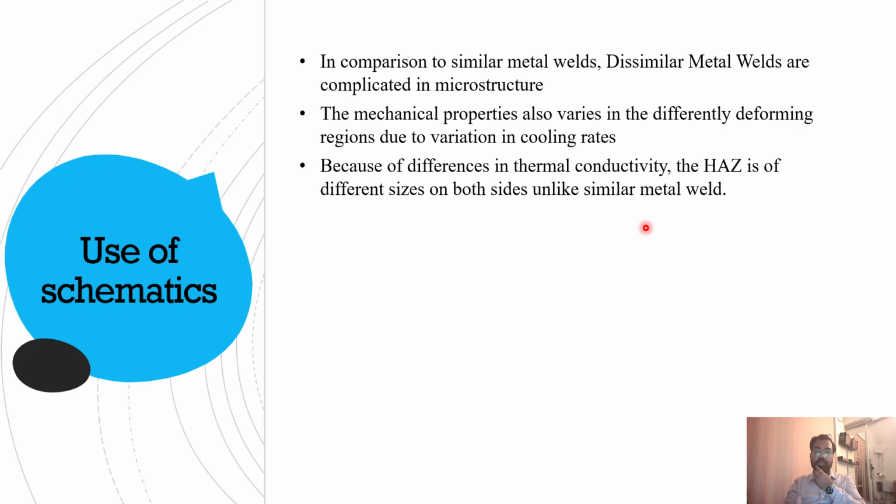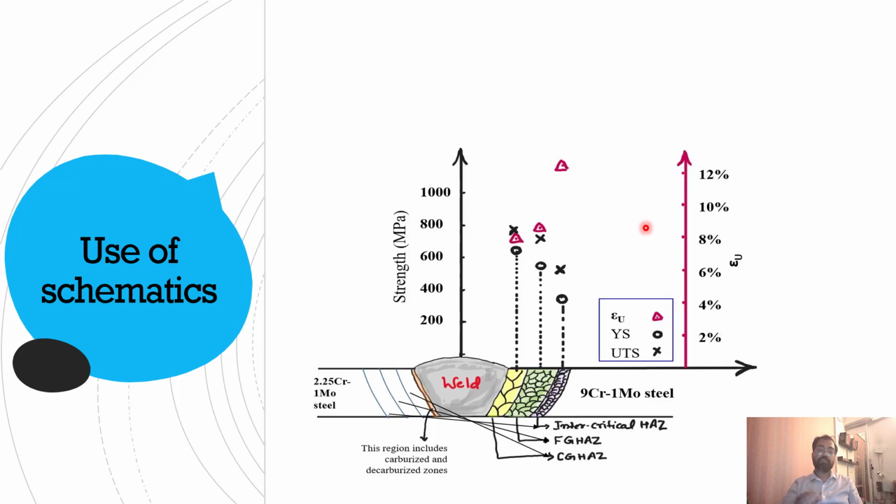In dissimilar metal welds, you have complicated microstructure and mechanical properties. They vary differently in the differently deforming regions because of the variation in the cooling rates and because of the differences in the thermal conductivity of the 2 different metals. The heat affected zone is going to be different on the 2 sides. So by writing this, I have to read it, and it is not very attractive.